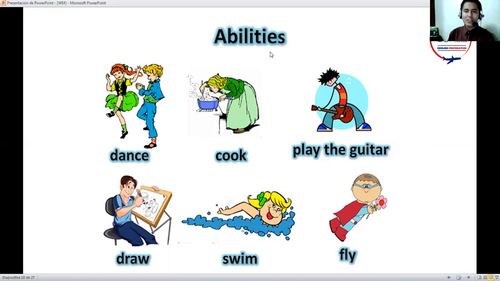What other abilities do you remember? For example, we can say sing, no? Sing a song, for example. Run fast. What else? What else do we have? Paint, no? Well, we have many abilities around us that we can do. Abilities are actions or activities that we are able to do, no?